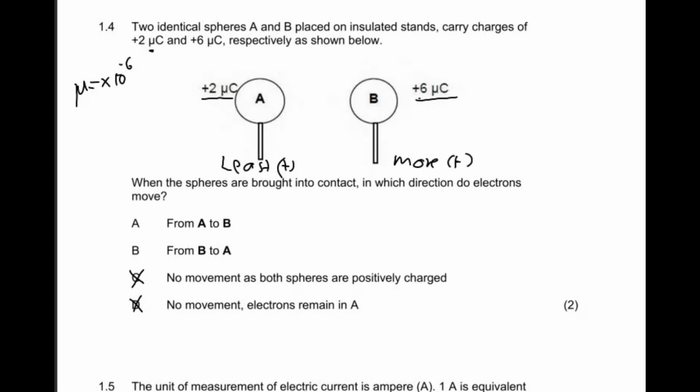Electrons like to move from an area of high concentration to an area of low concentration. Here in A there is a lesser number of positive charges, more electrons, and here there is more of a shortage of those electrons. So those electrons will be encouraged to move from A to B, and the answer will be A to B, and that's how you will get your 2 marks.